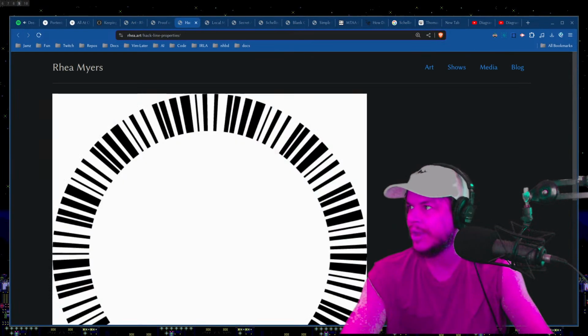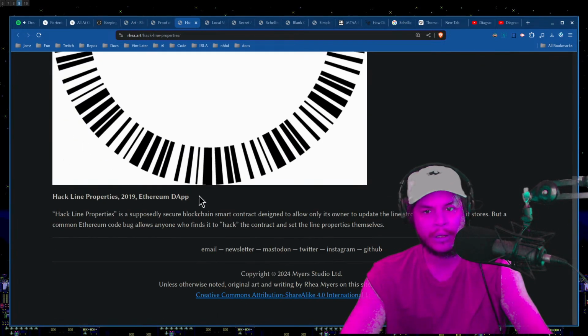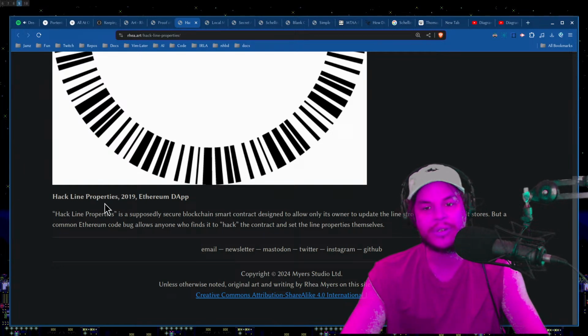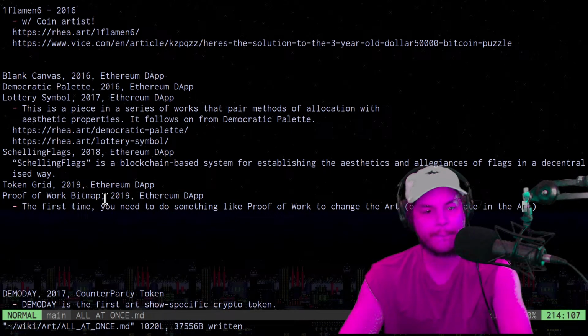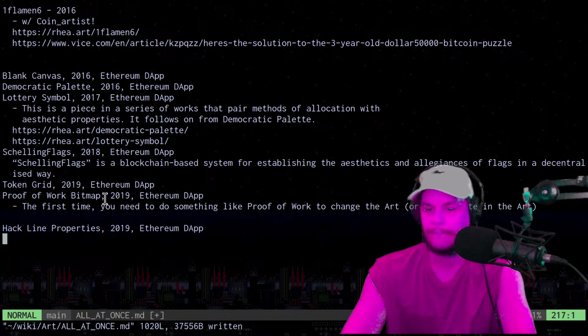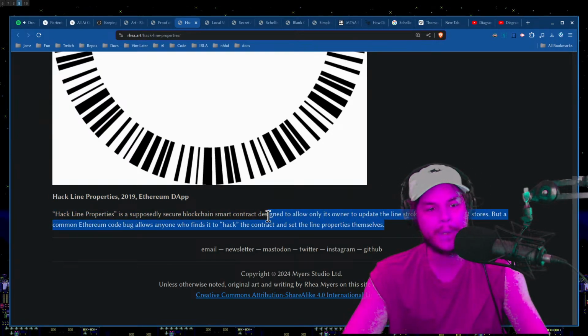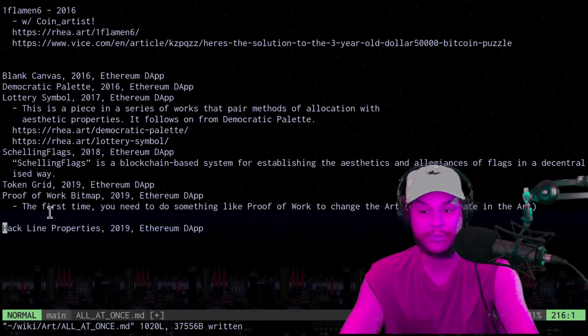Hackline Properties. Who's hacking? Hackline Properties is a supposedly secure blockchain smart contract designed to allow its owners to update the line stroke properties that it stores. But a common Ethereum code bug allows anyone who finds it to hack the contract and set the line properties themselves. Interesting. So this is the first time incorporating a bug. Well, the whole description is short enough, I guess.